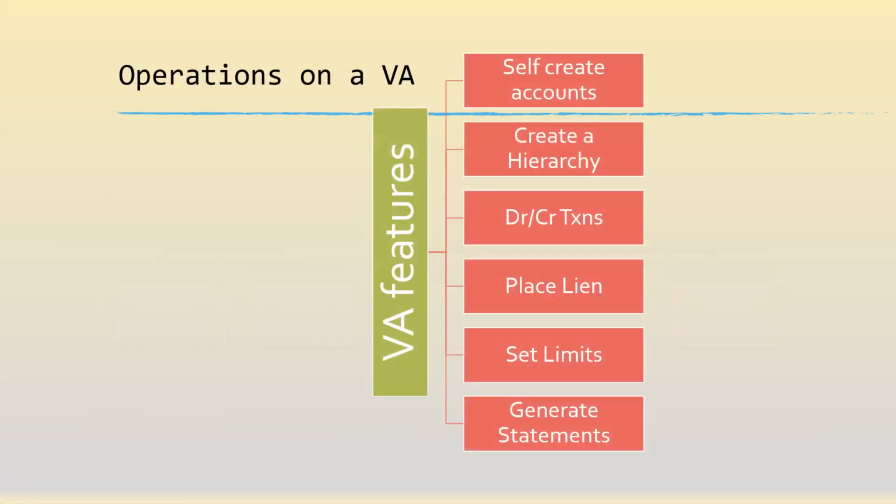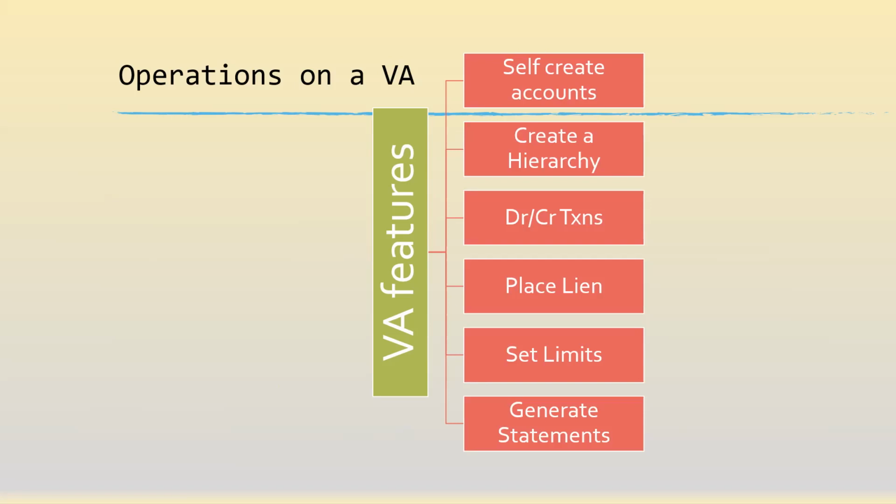So what all operations can be done on a virtual account? Like any other account, you can do debit and credit transactions. You can place a lien, which is an amount block. You can set limits so that it cannot go negative beyond a certain amount. And you can generate an account statement.